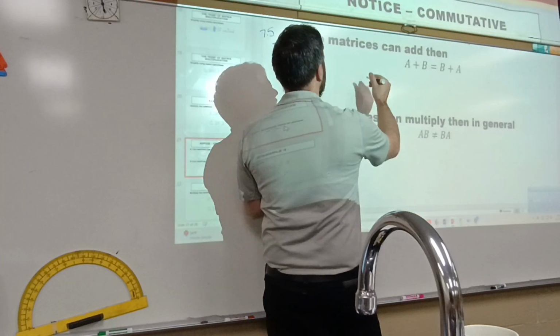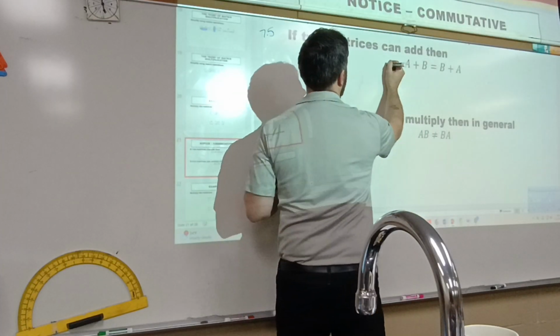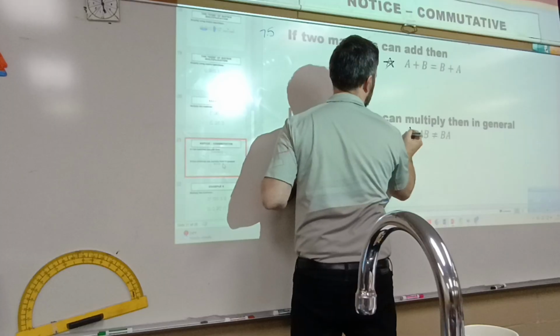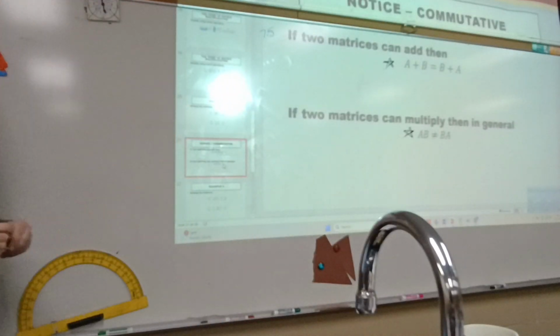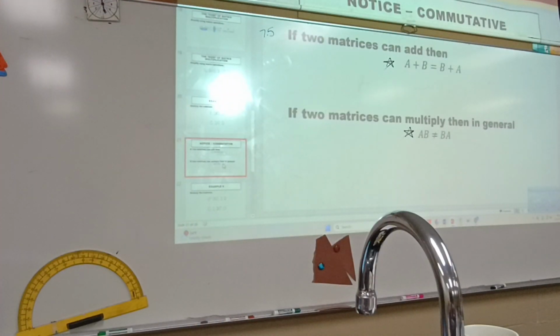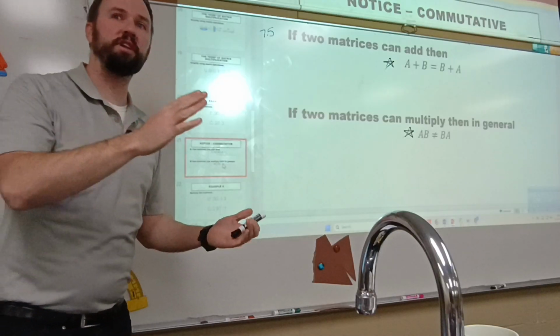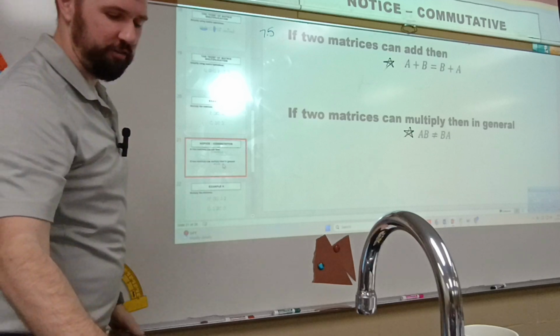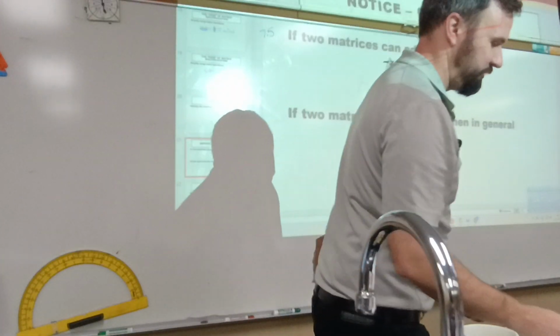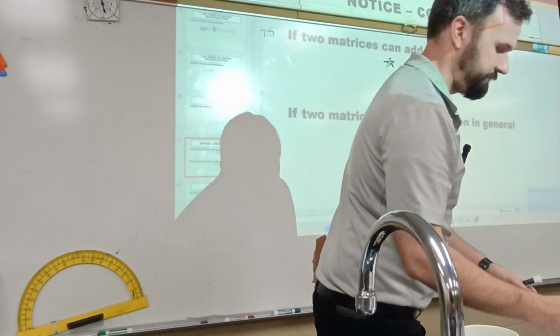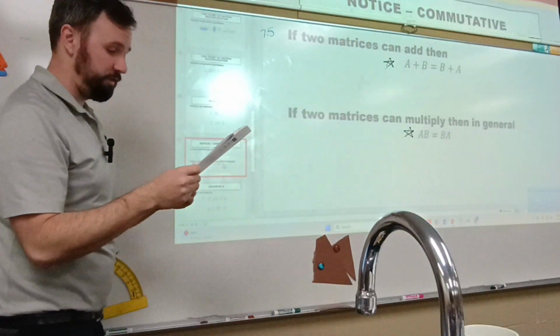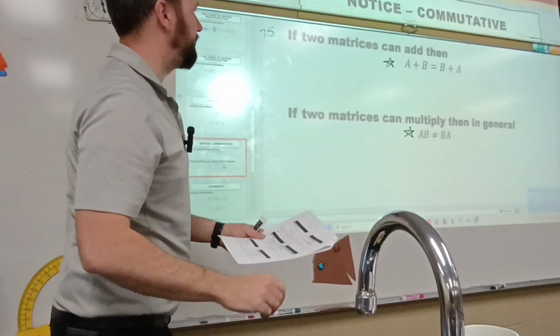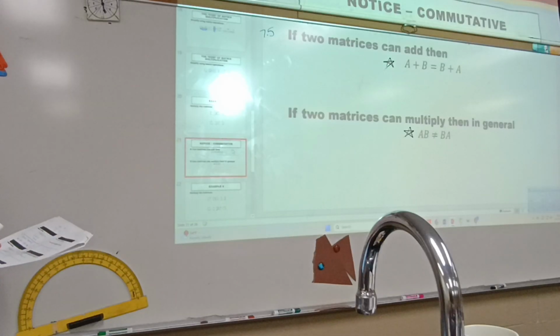So adding is commutative. Multiplication is not. Because it changes which one gives you the rows and which gives you the columns. Okay, so the order is going to matter for multiplying two matrices. Good.